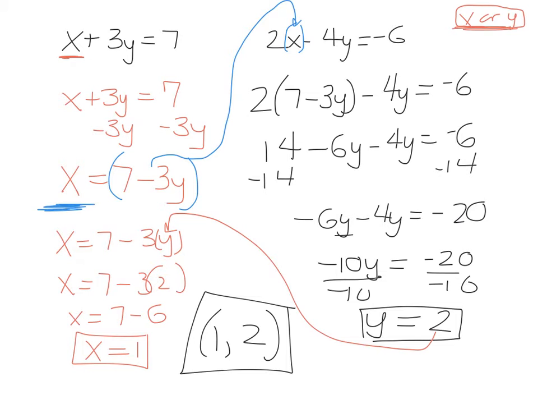Next problem, let's do x minus 2y equals negative 1, and the other equation, 3y equals x plus 4. You can try to do this one on your own if you'd like. Put me on pause and give it a try, see how it works.